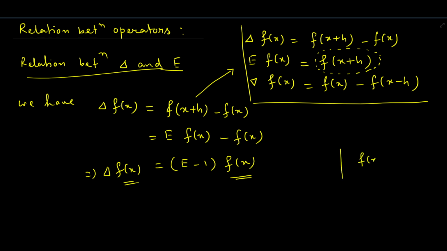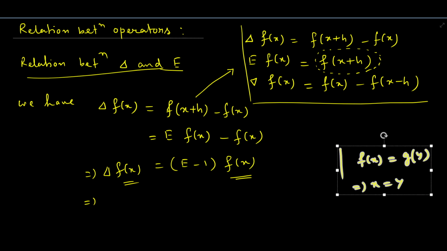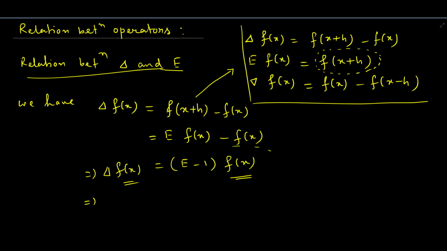You already know that if f of x equals, suppose, g of y, then we can write x equal to y. We are not cancelling f and g, but if two functions are equal, here f of x is an arbitrary function. For any arbitrary function, this particular relation will be satisfied. Since it is for any arbitrary function, without the function also we get the same relation. So delta equals how much? E minus 1. Here we have to write, since f of x is arbitrary.